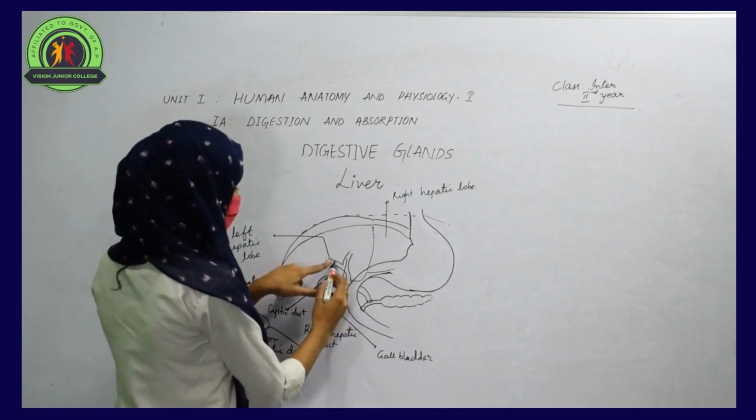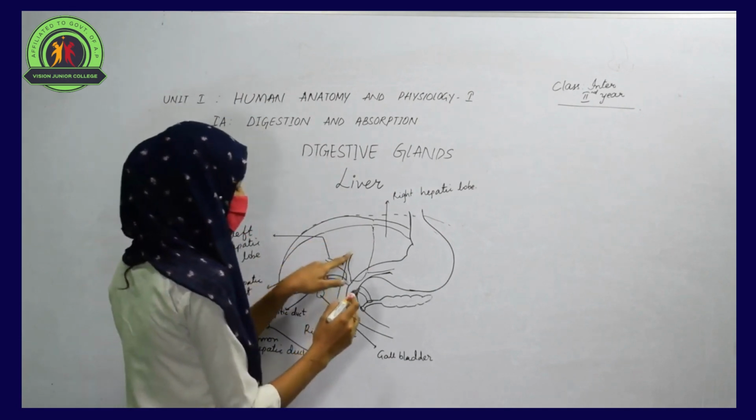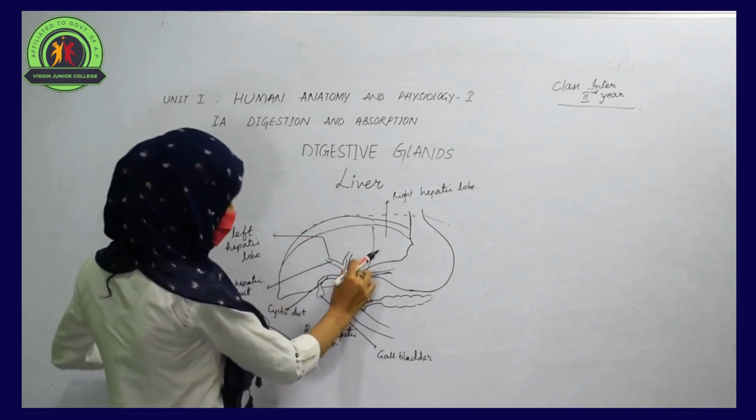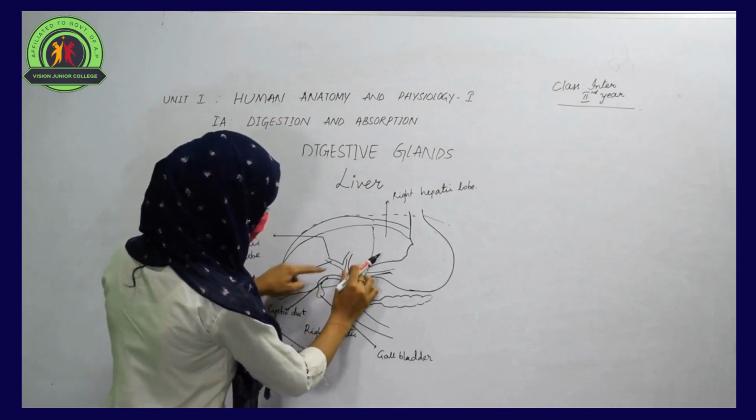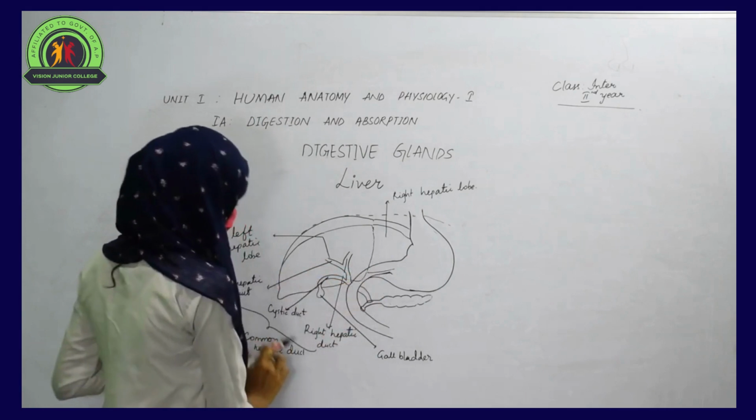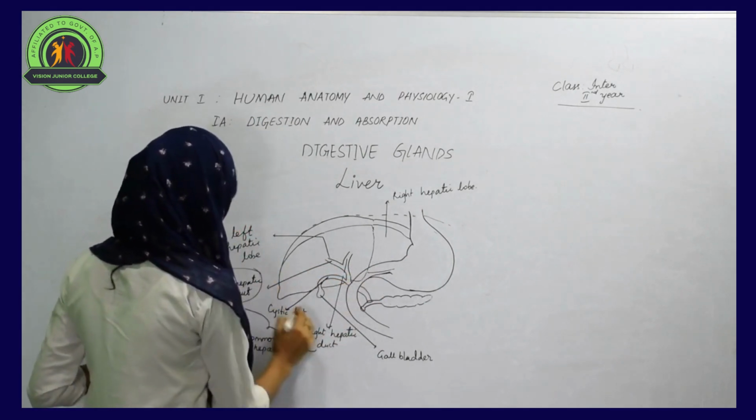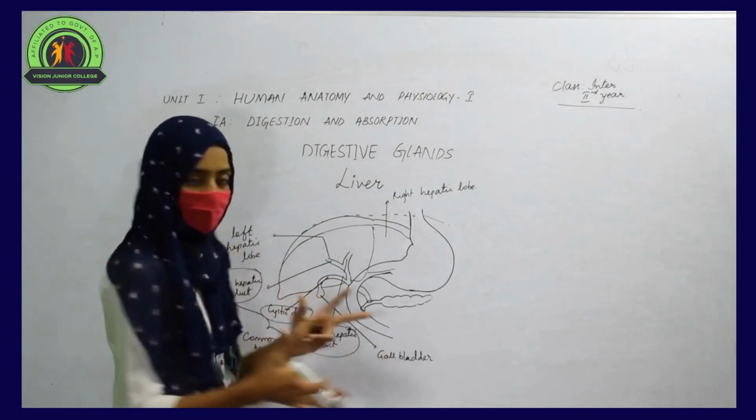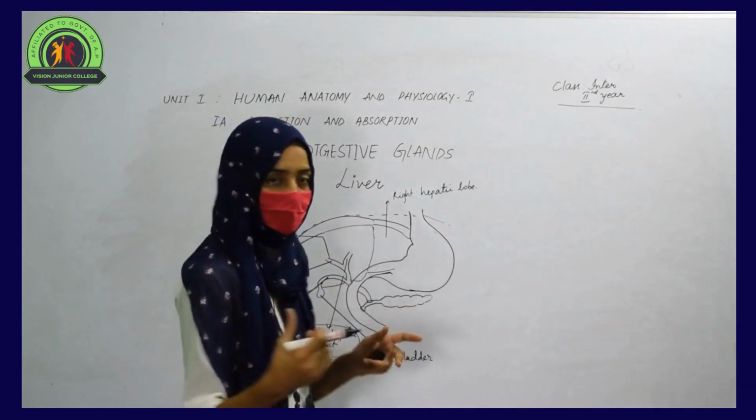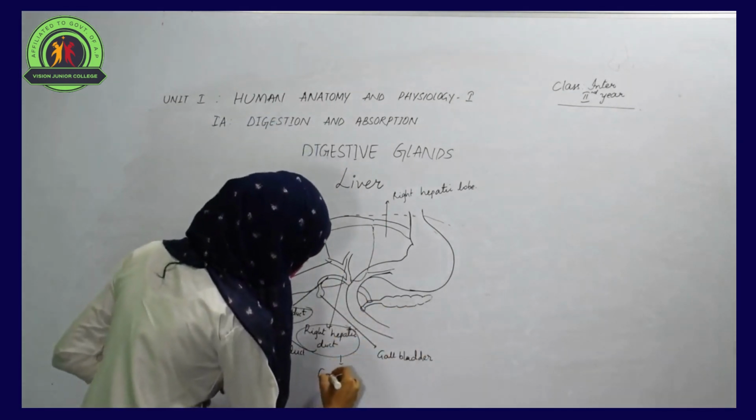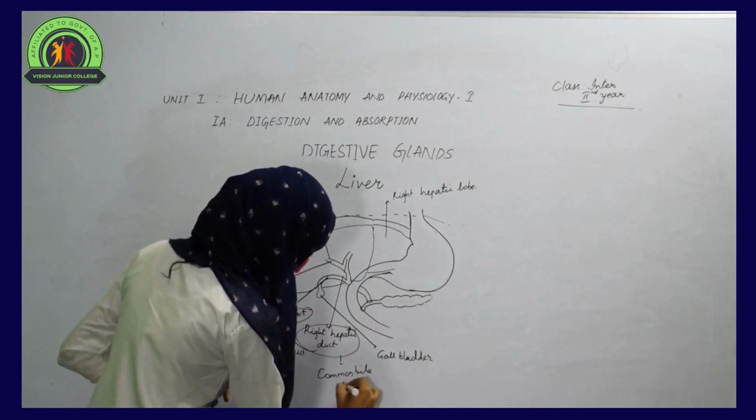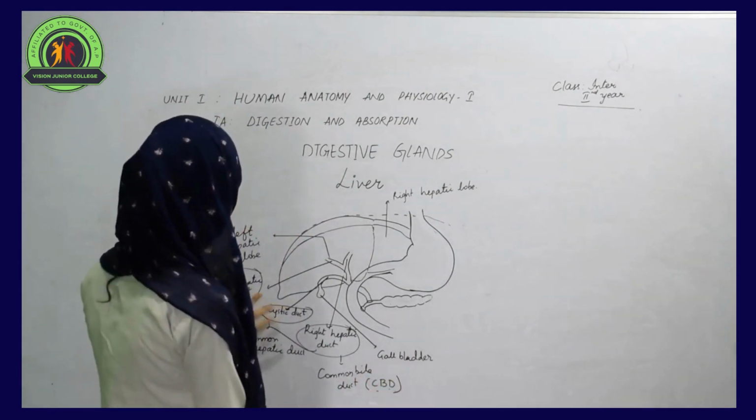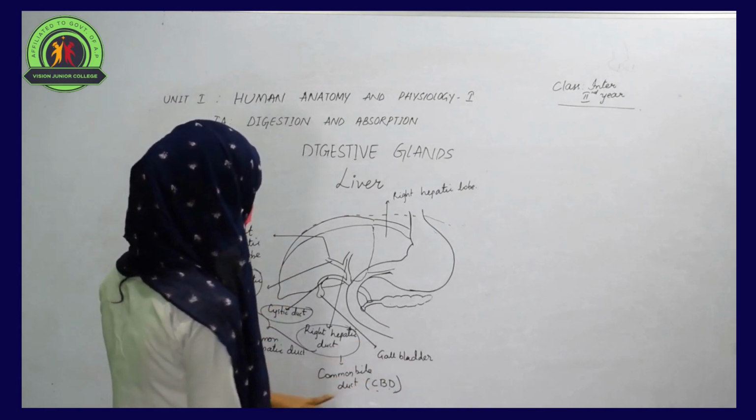Now this one is the left hepatic duct, this one is our right hepatic duct. Both of them join and form a common hepatic duct. Now the cystic duct of the gallbladder joins this common hepatic duct, and when these three ducts, left hepatic duct, right hepatic duct and cystic duct, join together and form a common duct, that duct is named the common bile duct, or we can write CBD.